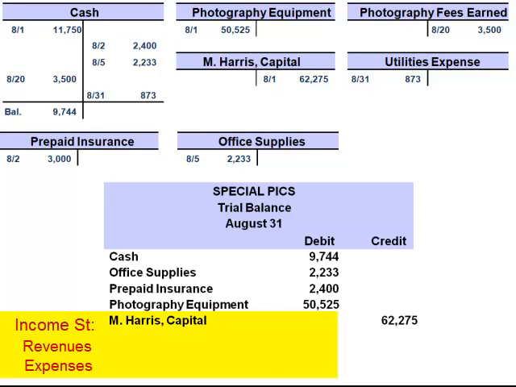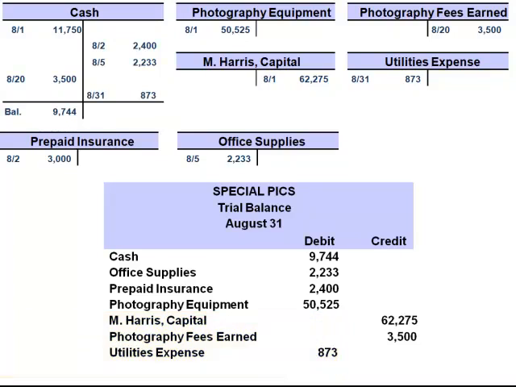Finally, we list the income statement accounts, listing revenues first, photography fees earned, and expenses, utilities expense. We then total up the debits and total up the credits: $65,775 in debits and $65,775 in credits.